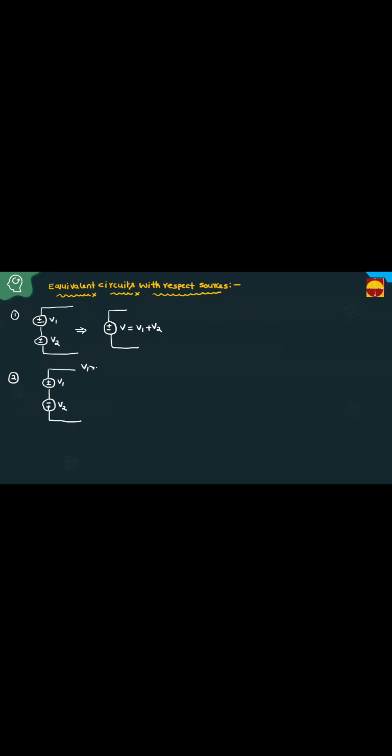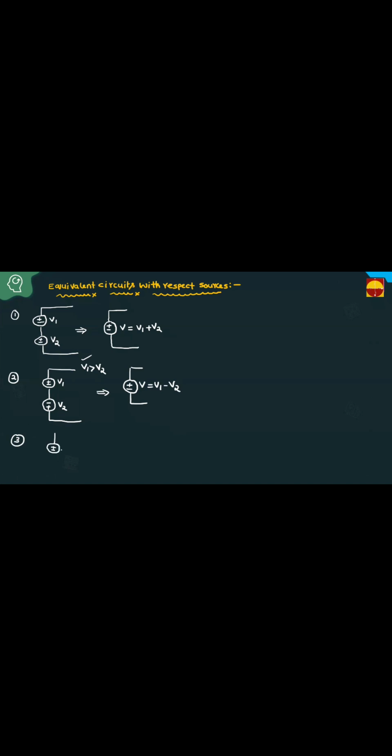Next. For example, if it is given like this, plus minus V1 and minus plus V2, let's assume that V1 is greater than V2. Then how can you replace this? The voltage which is higher in value, you have to take that polarity. This is plus minus, and the resultant V equals V1 minus V2. The voltage which is higher, that polarity only you have to take.